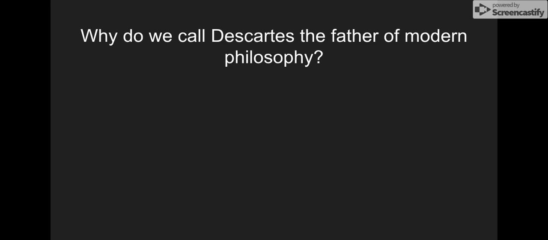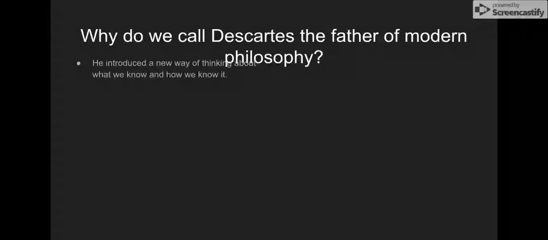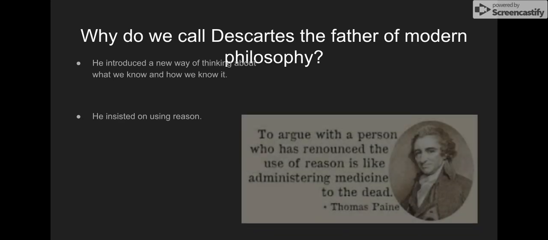Why do people call Descartes the father of modern philosophy? He introduced a new way of thinking about what we know and how we know it. So his idea of because you're thinking, you exist, and you exist because of your thinking. This is a new way, and using observation to do this was a new way of doing it as well. He insisted on using reason. So again, not just accepting things happening just because that's how they happen, but using reason to understand things.